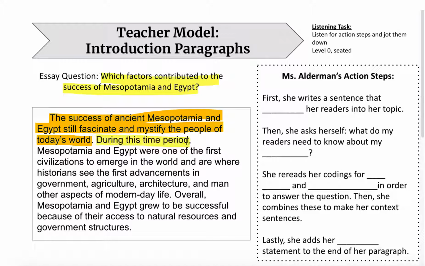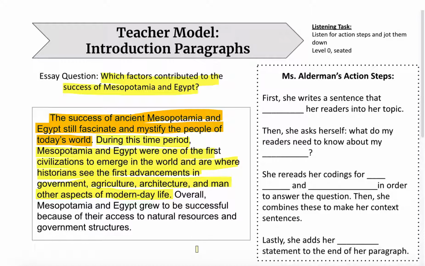During this time period, Mesopotamia and Egypt were one of the first civilizations to emerge in the world and are where historians see the first advancements in government, agriculture, architecture, and many other aspects of modern day life. I coded that in yellow, and basically that's a summary of the main ideas from my sources and my RST prompt. My last step is to add my thesis statement to the end of the paragraph.